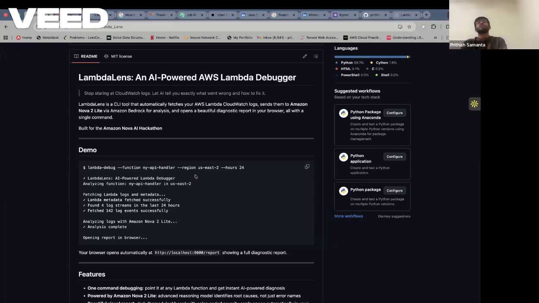On the internet I saw many developers talking about their stories on what they face with AWS Lambda. They said that the logs generated for this are generally very cryptic and hard to understand. So that's why I created LambdaLens.